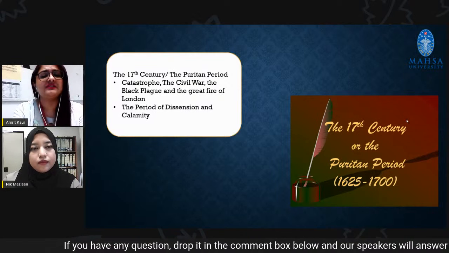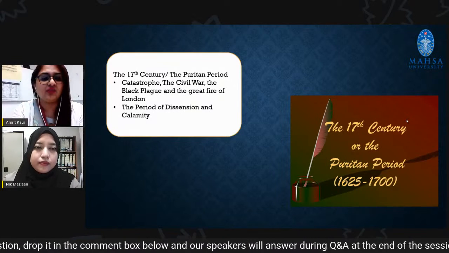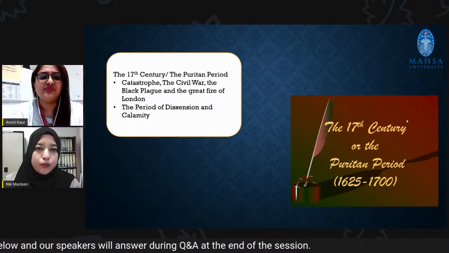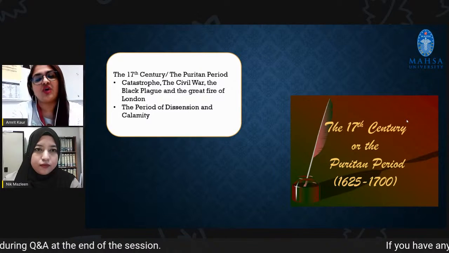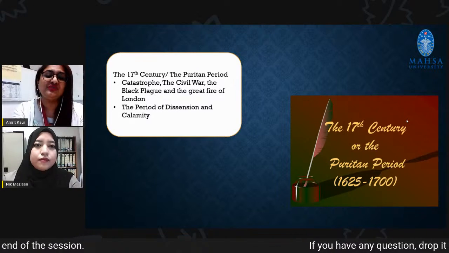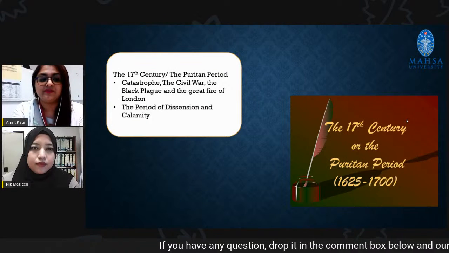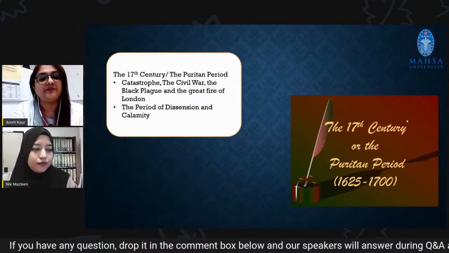So what happened here was catastrophe struck Britain. They had the Civil War, the Black Plague, the Great Fire of London, which really disrupted the otherwise orderly existence of the English people. Literature was permeated by the light-hearted cavalier of the solemn Puritans. So they were also famous for the period of dissension and calamity.